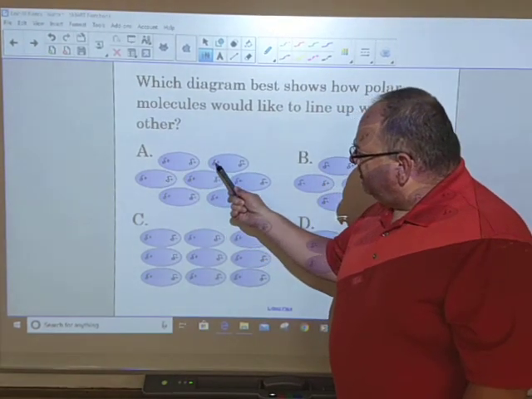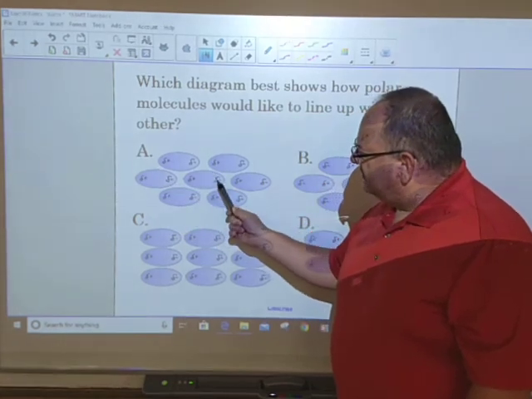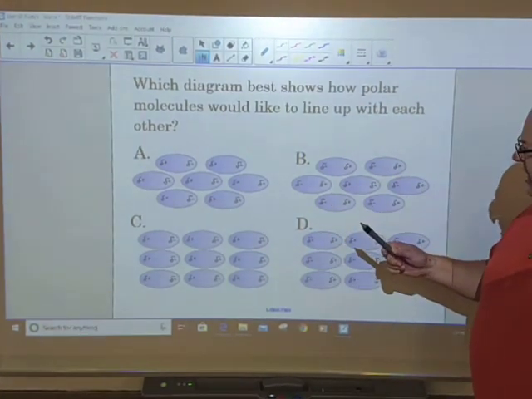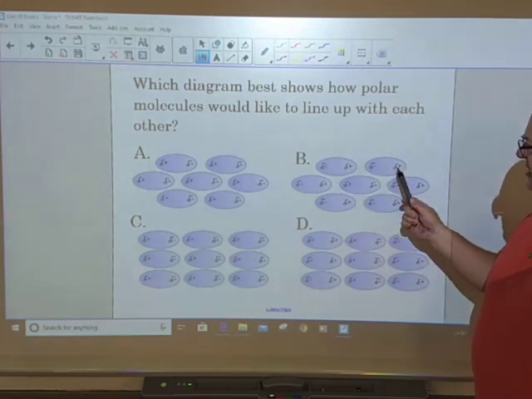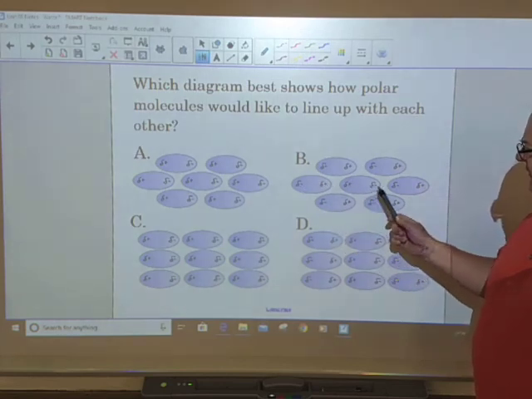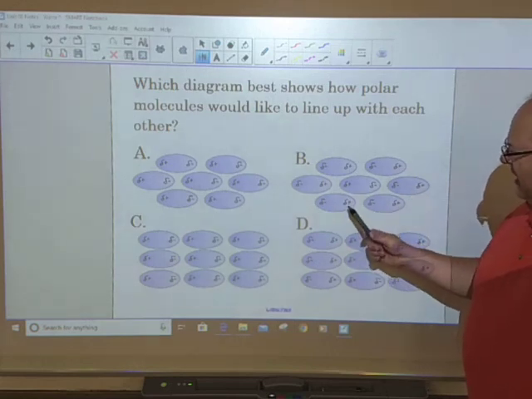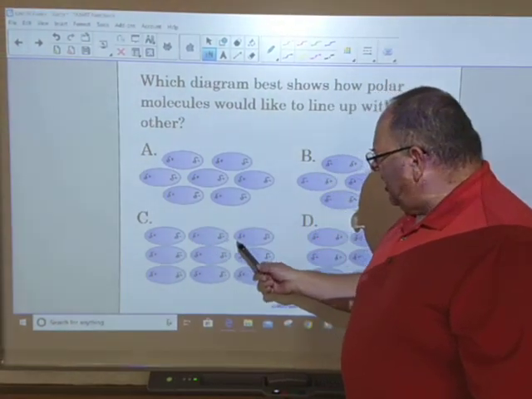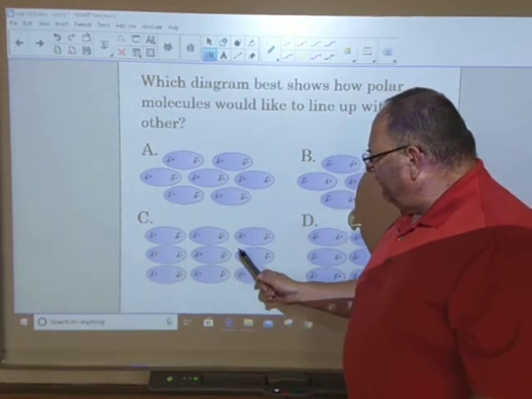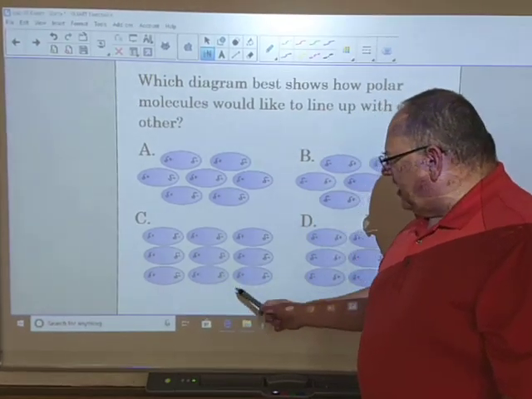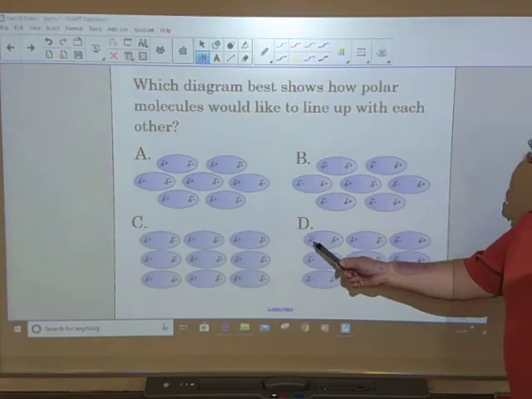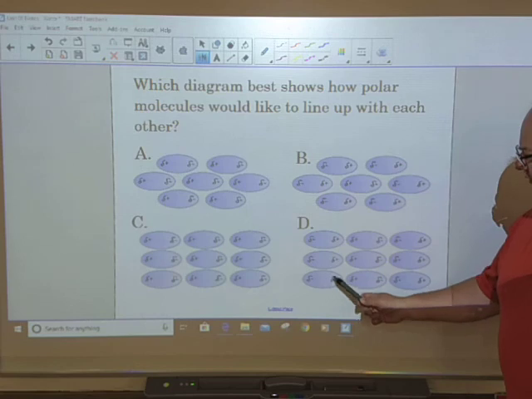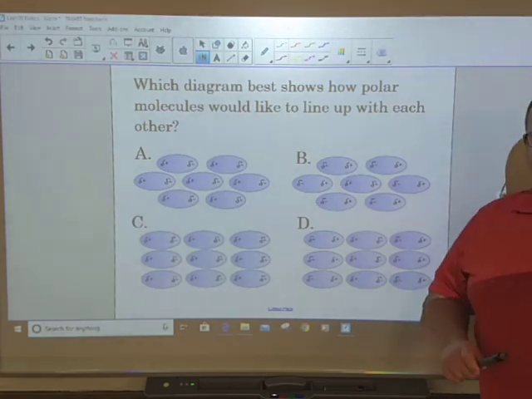The first one says positive, negative, positive, negative, alternating all the way along. This one says negative, positive, negative, positive, negative, positive, then positive, negative, negative, positive, and then negative, positive, negative, positive. This one says positive, negative, alternating all the way along. And this one says negative, positive, positive, negative, negative, positive, and so on in pairs. Which one is the best?